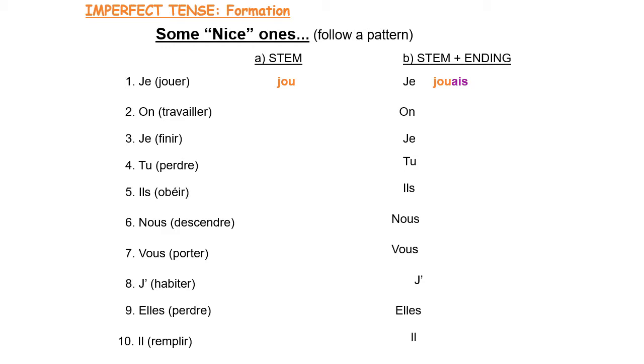Now, what do you do? 2 options. You can either print off the PDF sheet and write directly onto the sheet and then stick those into your exercise books, or in the front of your exercise book, copy the title, imperfect tense formation, nice verbs, and then write numbers 1 to 10 down the side, and then fill in the 2 columns, A, the stem, and then B, the stem and the ending according to the subject that's been given to you. So then you should be able to have a completed version of this.